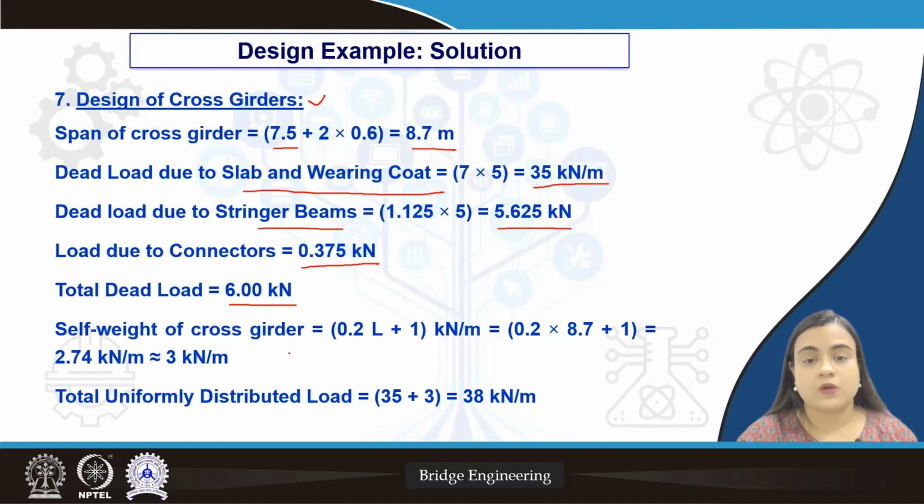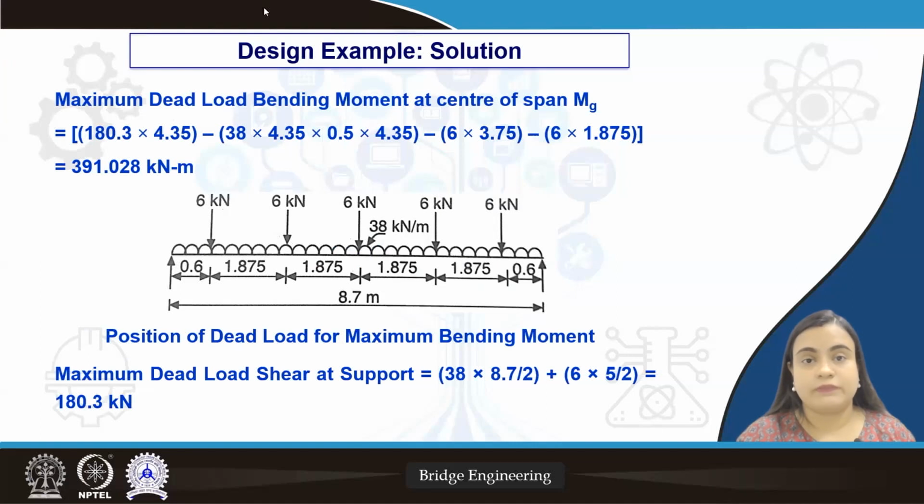Then self weight of the cross girder can be obtained as 0.2 times L plus 1, that is equal to 0.2 times 8.7 plus 1, that is turning out to 2.74 kilonewton per meter. That can be approximated as 3 kilonewton per meter. So the total uniformly distributed loading will be 35 kilonewton per meter plus 3 kilonewton per meter, that is equal to 38 kilonewton per meter. So the maximum dead load bending moment at the center of the span can be obtained once we identify the position of the dead load for maximum bending moment.